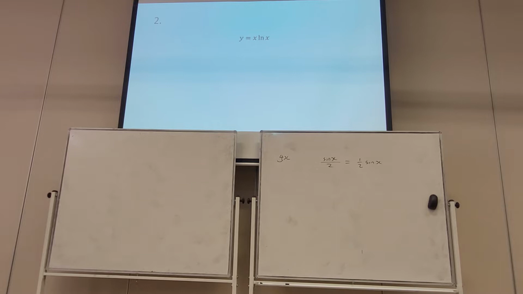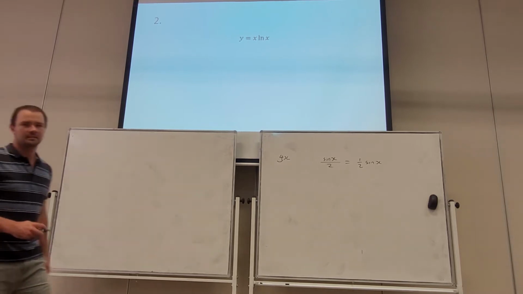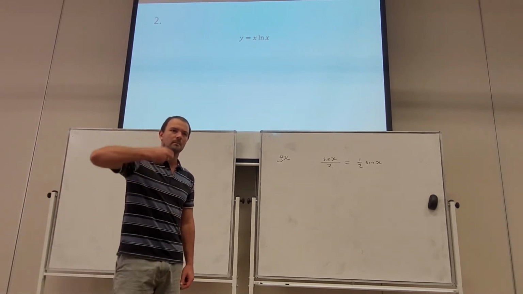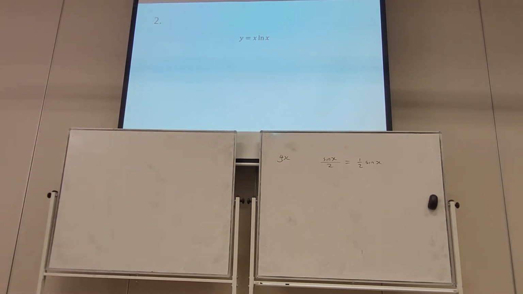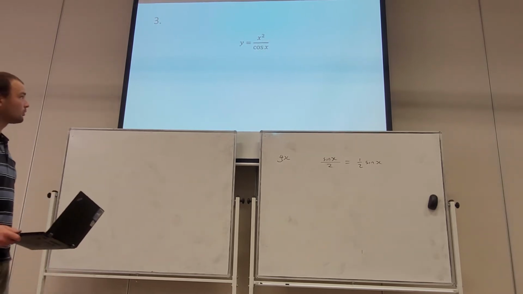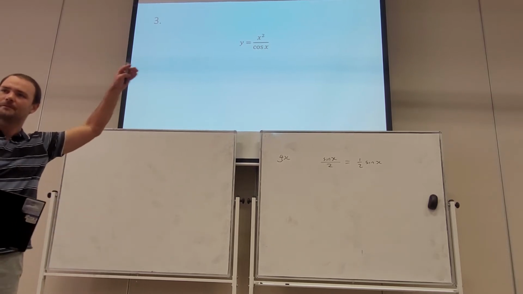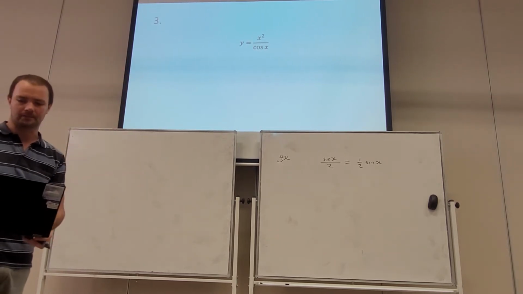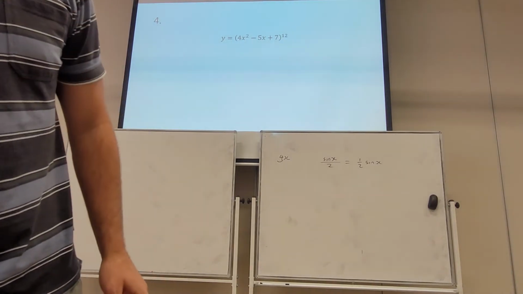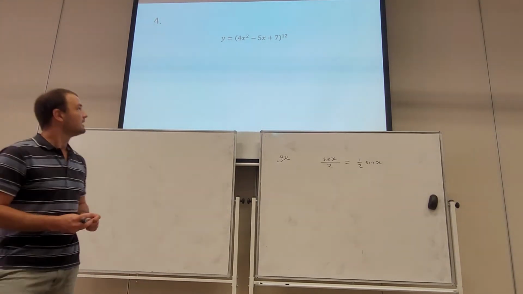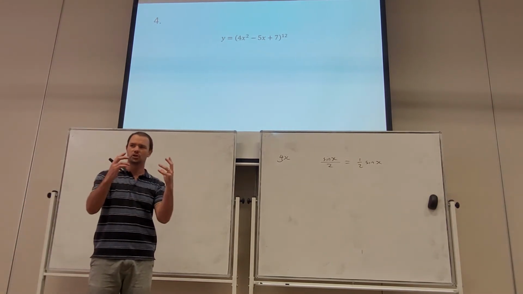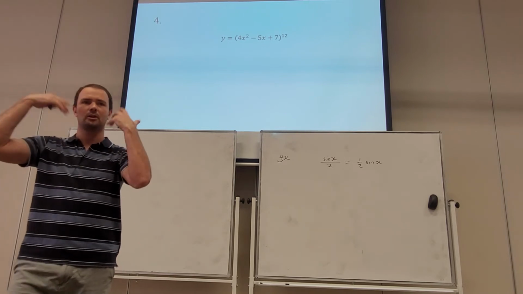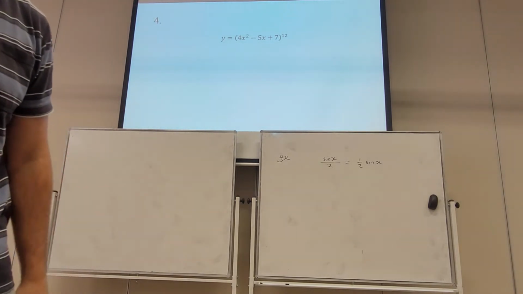Okay, next example, we have x ln x. Here it's definitely the product rule, because we have one function multiplied by another. They both have the variable in them. All right, x squared on top of cos x. Definitely the quotient rule, because they both have the variable present when we're dividing. All right, we have 4x squared take 5x plus 7 to the power of 12. Definitely the chain rule, because we have a whole function to the power of n. So that's when we're going to use the chain rule, when we have a composite function.